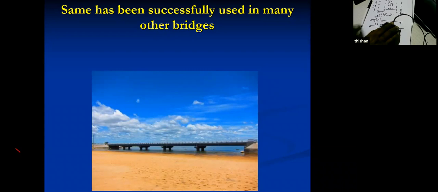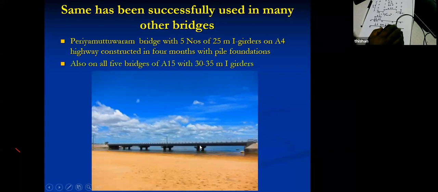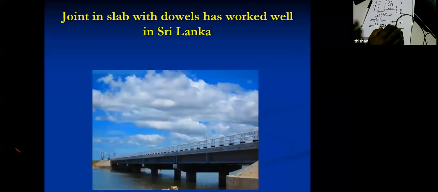spans, and the same design was used in a three span bridge. Each span is 25 meters of I girders that were precast and post-tensioned at the site. So this bridge was completed in a very short period of about 4 months. And this is another view of the same bridge.